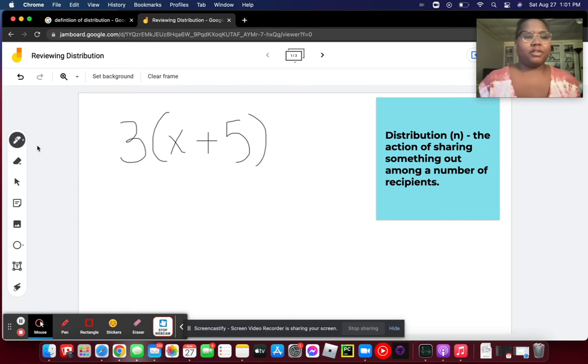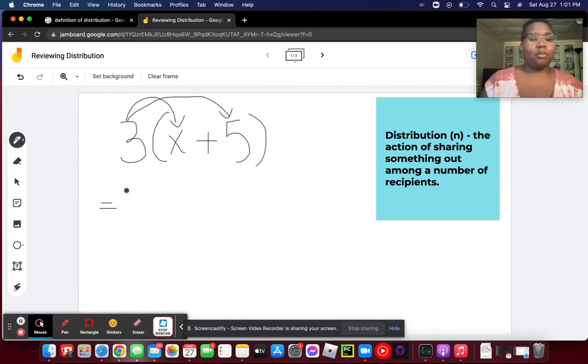What's being shared when we talk about mathematical distribution? Well, you're sharing the operation multiplication among the neighbors that are inside the parentheses to the number on the outside. So, for example, in 3 times in parentheses x plus 5, I distribute the multiplication of 3 times to the x and to the 5.